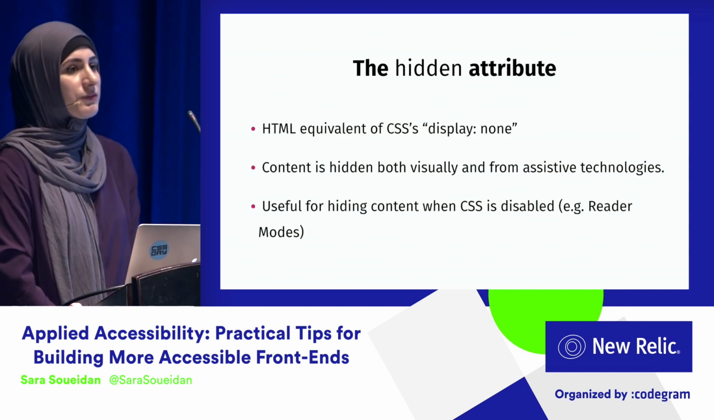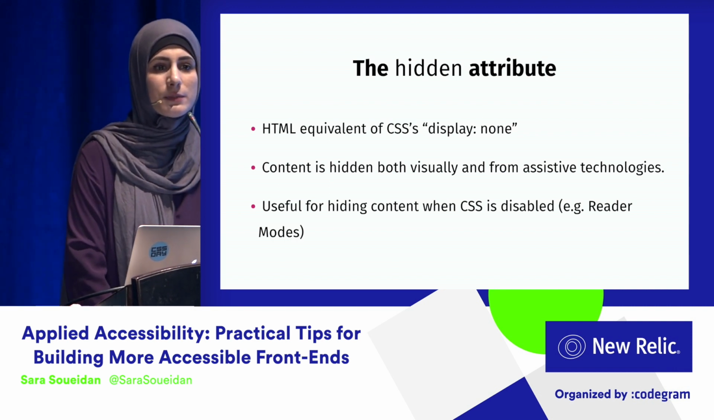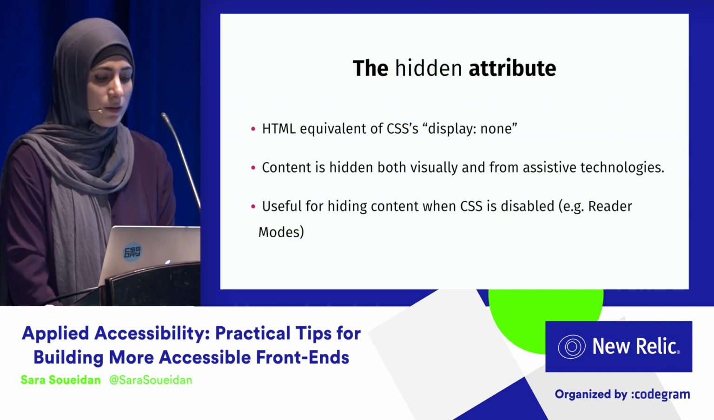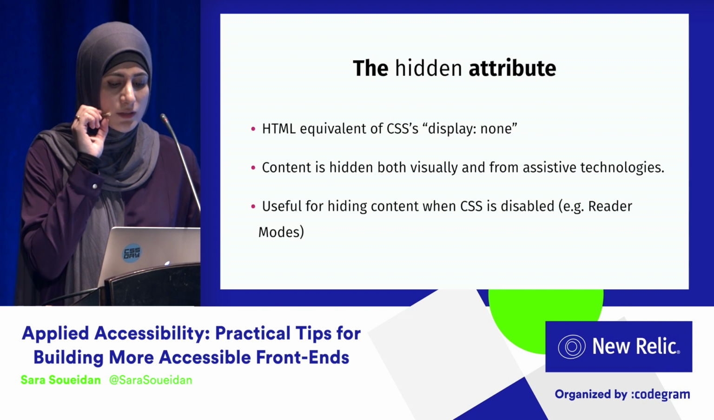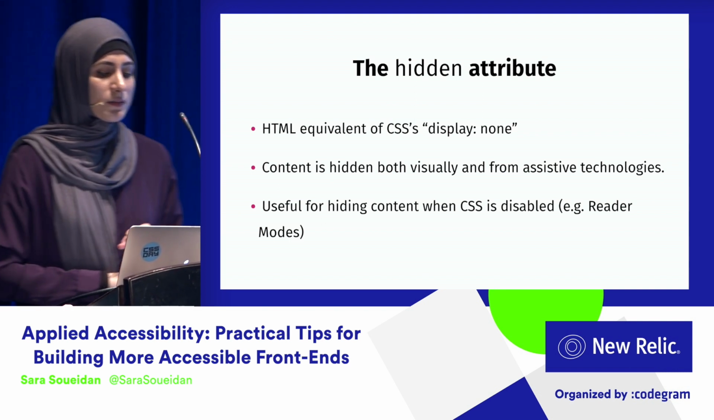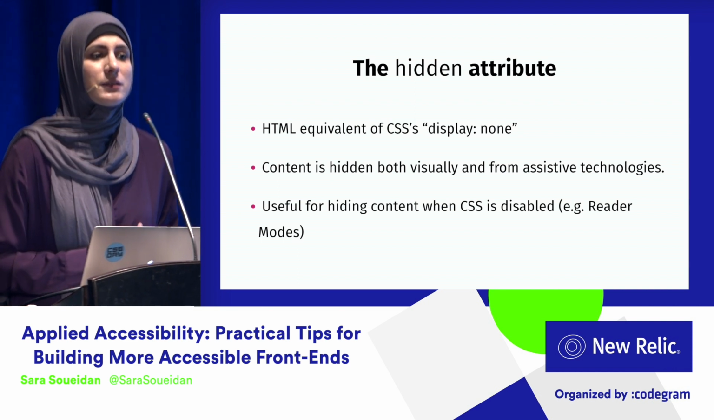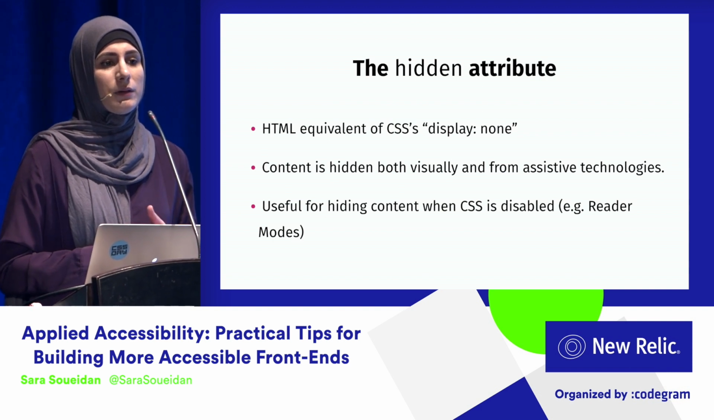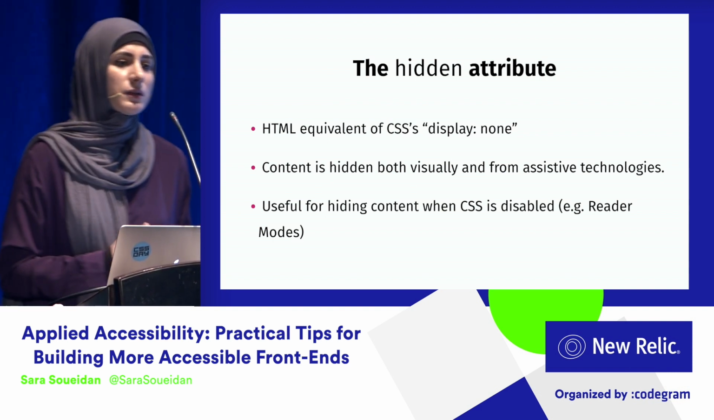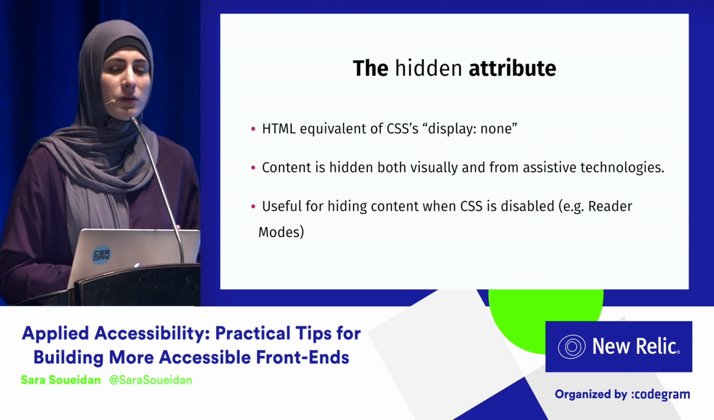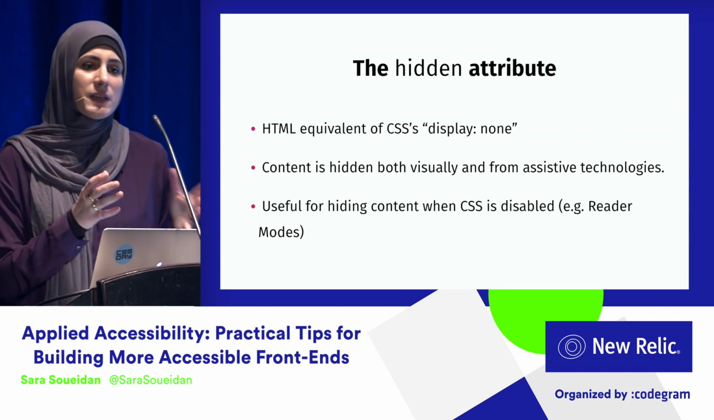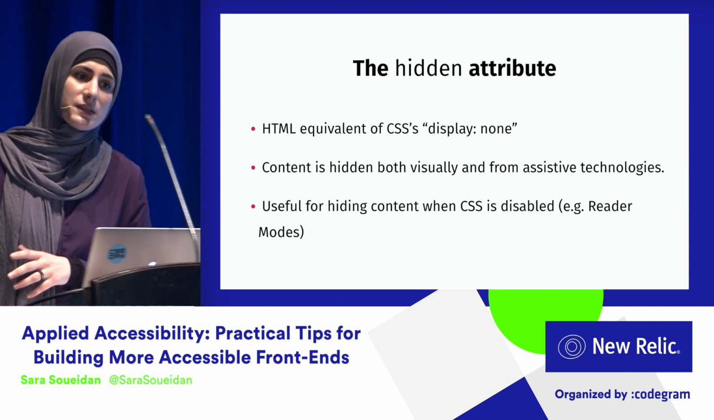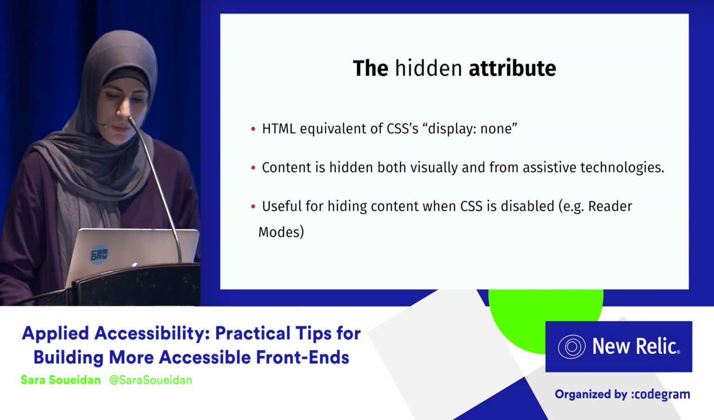The hidden attribute is an HTML5 attribute. It's the equivalent of the CSS display none, but instead of using CSS, you have an HTML attribute for it. Content that has a hidden attribute on it is hidden both visually and from assistive technologies. It's useful for hiding content when the CSS is disabled, such as in reader modes. So if you have a blog and you write articles, and one of your users is reading your content via a reading app, such as Pocket, or via Safari reading mode, your CSS is going to be disabled in those environments. And if there's anything that you want to hide even when your CSS is disabled, you can use the hidden attribute to do so.